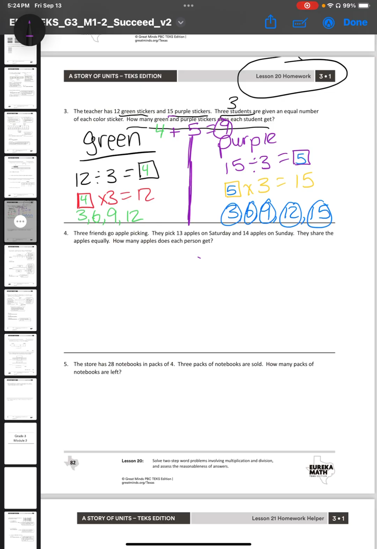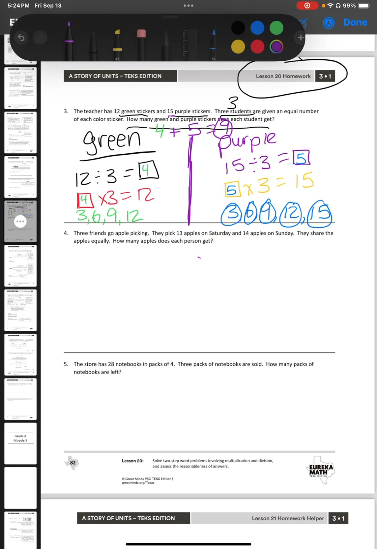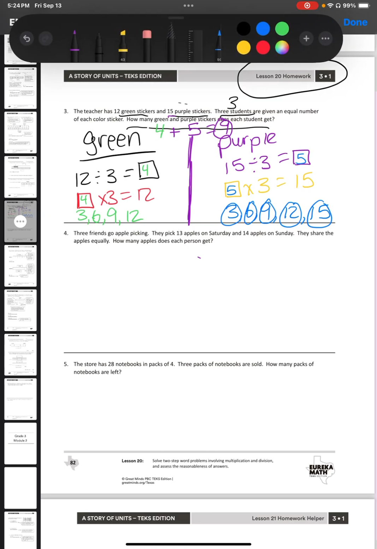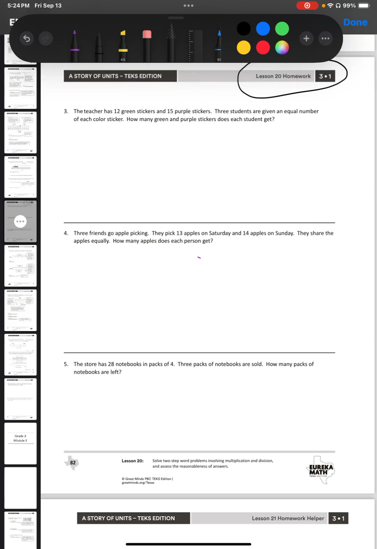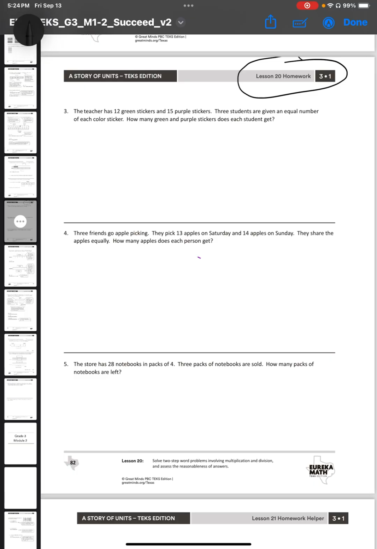Okay, I'm going to erase this because I think that it might be a little bit less overwhelming as I do these problems if I have erased everything else on the page so that there's not so much being scribbled on there. So let me delete this and let's answer problem, maybe, problem 4. 3 friends go apple picking.